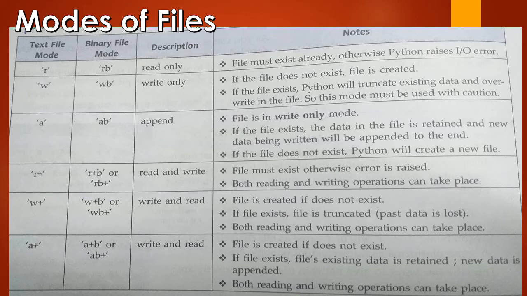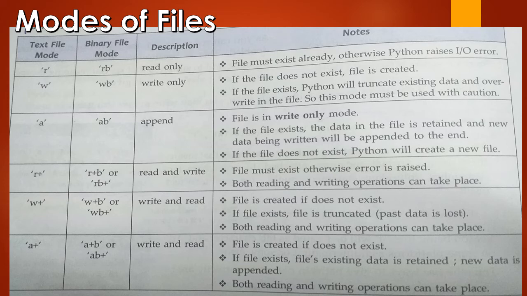Now R plus, or RB plus in binary mode, is read and write both. The file must exist, otherwise an error is raised. Both reading and writing operations can take place. Write mode W plus, or WB plus: read and write mode, the file is created if it does not exist. If the file exists, it is truncated and past data is lost. Both reading and writing operations can take place.